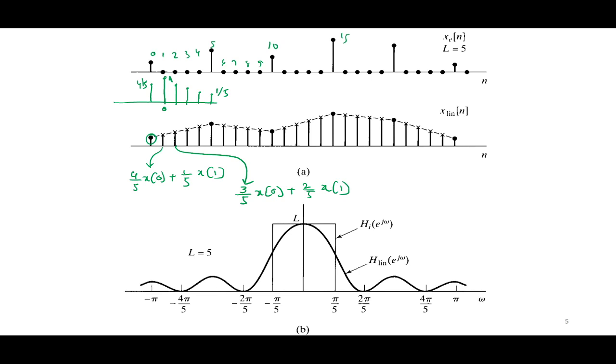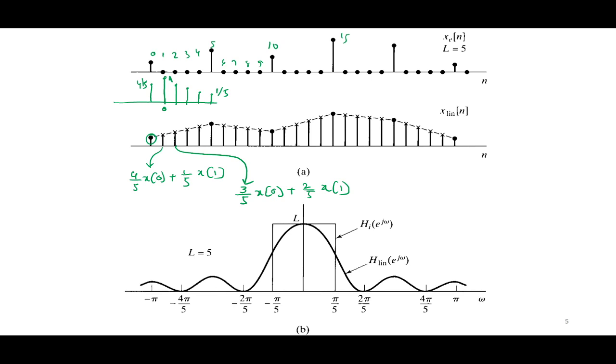Well, as you go far away from x of 0, the weight would be reducing. You come closer to x of 5, then the intermediate values, the value is increasing. So that's essentially a linear interpolation that you are doing. Hope this is clear.